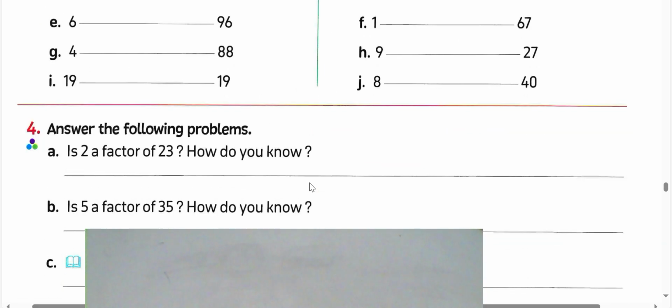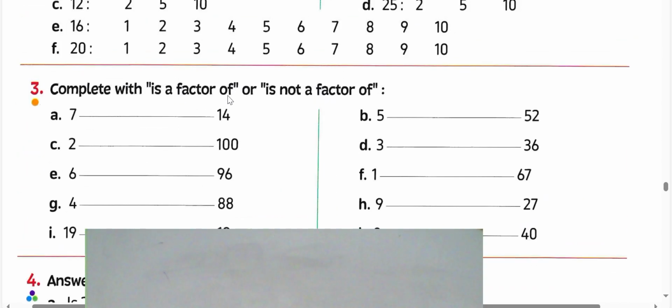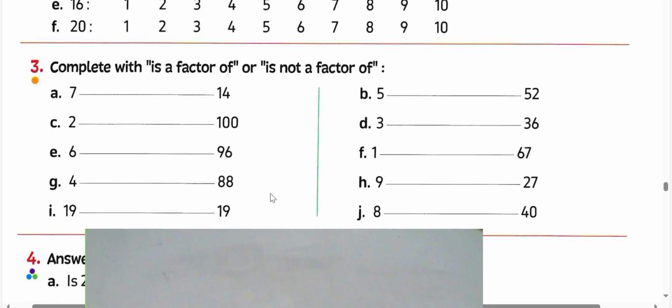Tell me the example like this. Complete with a factor or not a factor. 7 is a factor of 14 because 14 can be divided by 7. 2 is a factor of 100 because 100 can be divided by 2. 6 is a factor of 96 because 6 times 16 equals 96. 4 is a factor of 88 because 88 divided by 4 equals 22. 19 is a factor of 19 because 19 can be divided by 19.